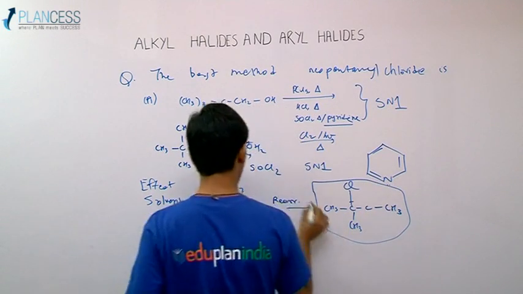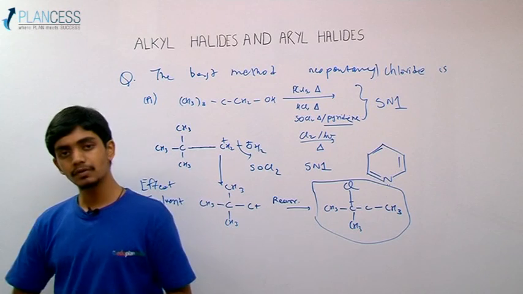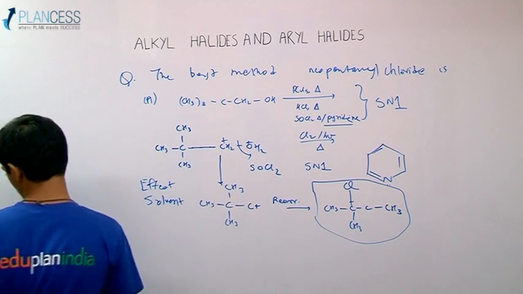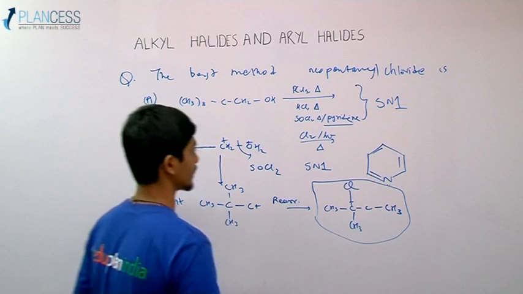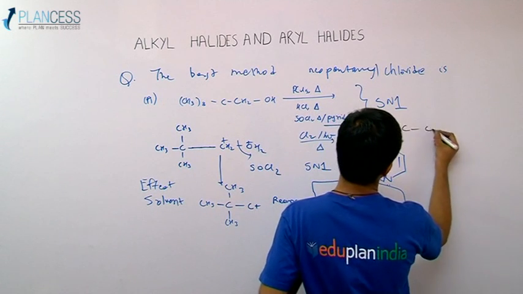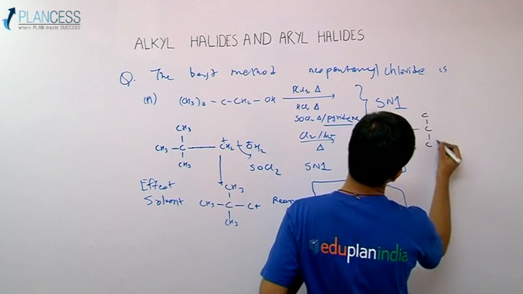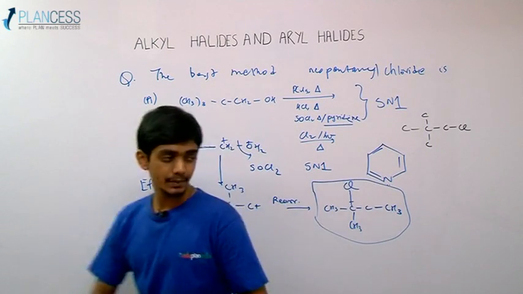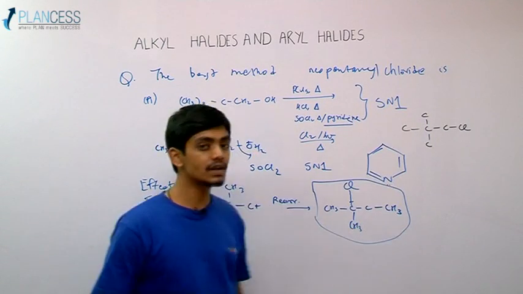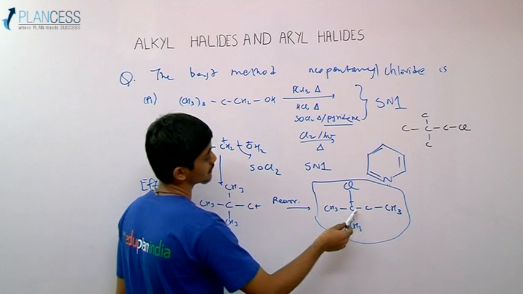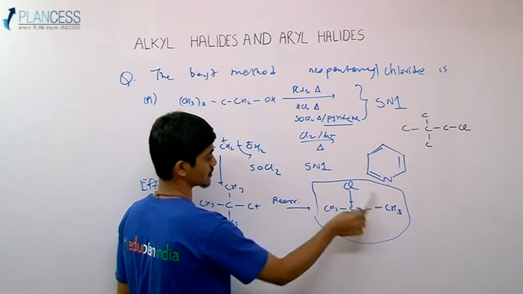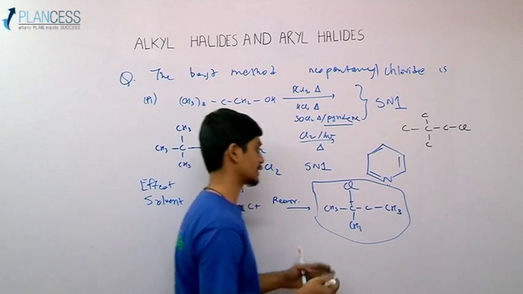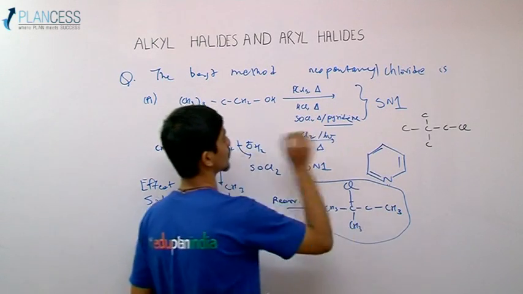But what is this product? Is this a product we want? We wanted neopentyl chloride. The structure of neopentyl chloride is C, C, C, and the Cl should be attached at this terminal carbon and not to the middle carbon. But here you see the CH3 has shifted and the Cl has attacked over here. So that means this is not the product which we want.